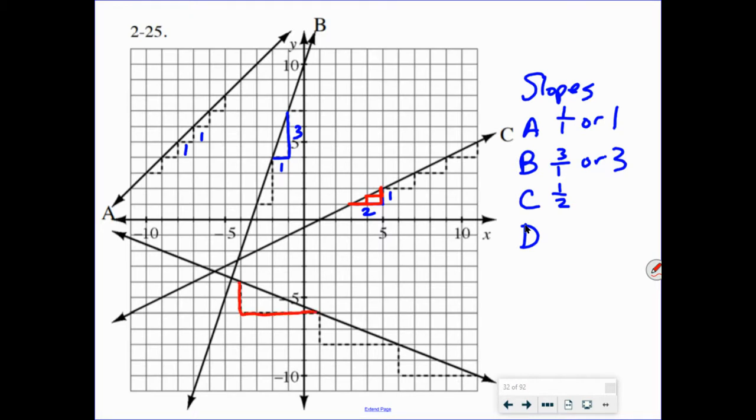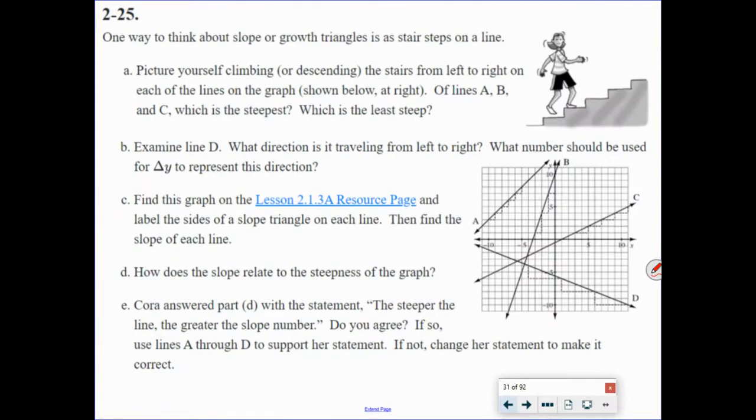See that? What is my change in y? It would be -2. My change in x would be 5. So it should be -2/5. Did you get those slopes correct? I hope you did. All right, let's move on and see what we got here.